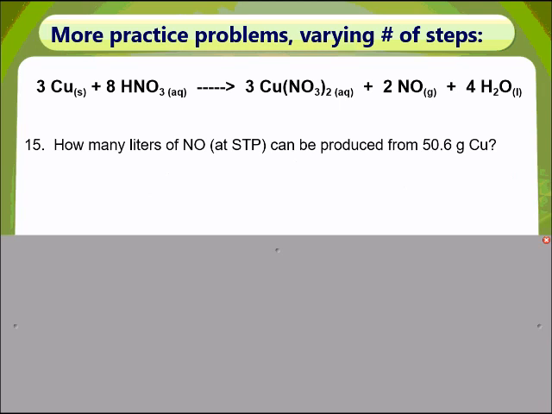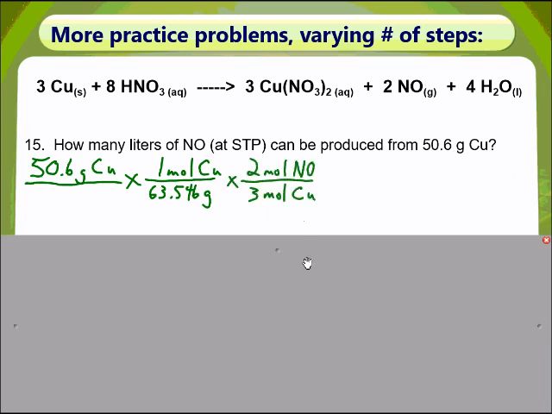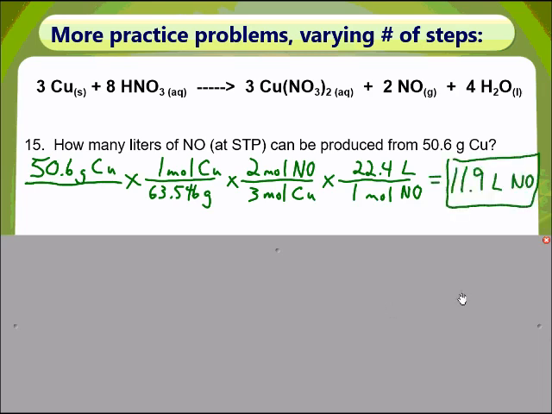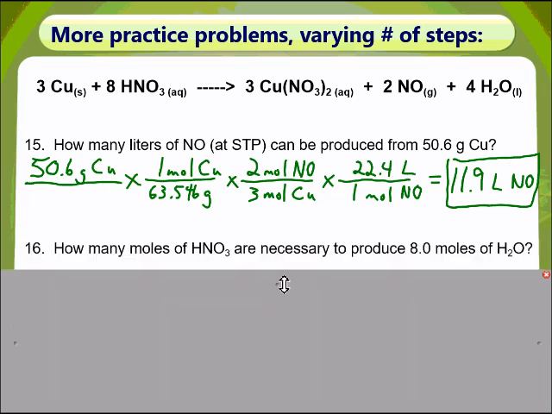Now, problem 15. How many liters of nitric oxide can be produced from 50.6 grams of copper? Starting point is 50.6 grams of copper. That's not in moles, so we got to convert to moles. Then we need step 2, our mole to mole ratio. Step 3, convert to liters. 1 mole of nitric oxide gives us 22.4 liters. When we do the math, we get 11.9 liters of nitric oxide. Try number 16 on your own.